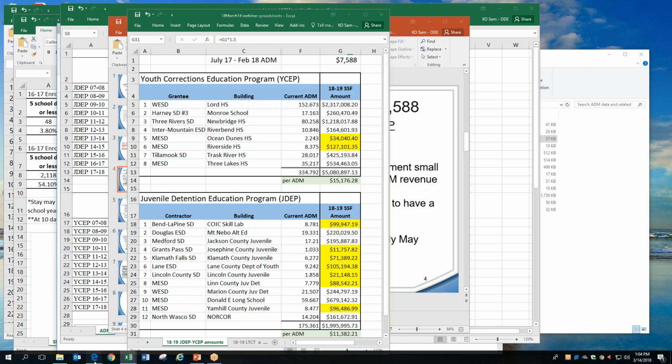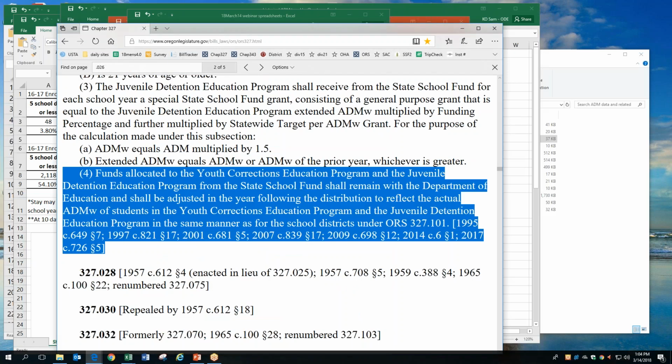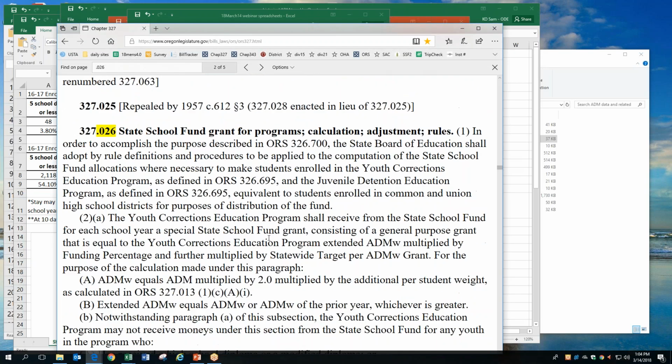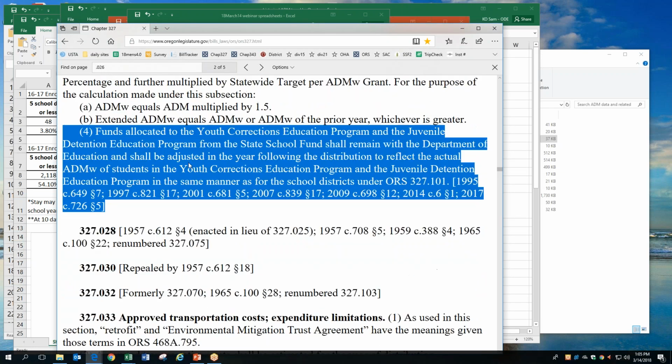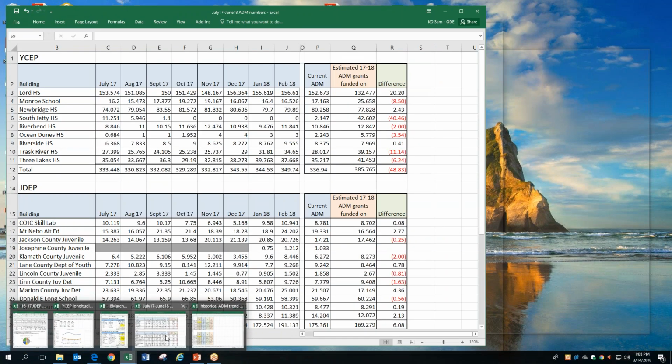And I want to remind those of you that are aware that this is our statute for YCEP and JDEP, ORS 327.026. And every year we have this hanging over our heads, which is number 4. Funds allocated to the YCEP and JDEP program remain with us, but we have to reconcile that amount the following year.